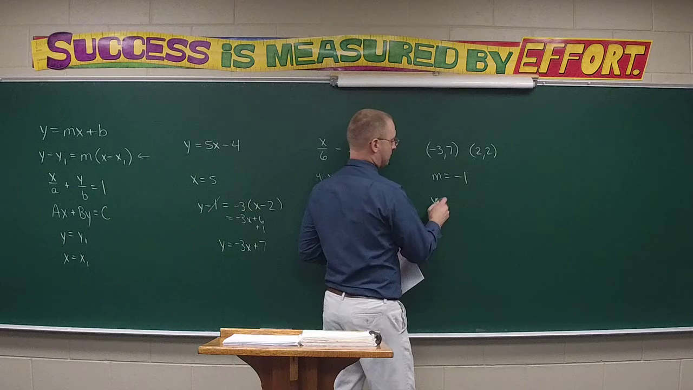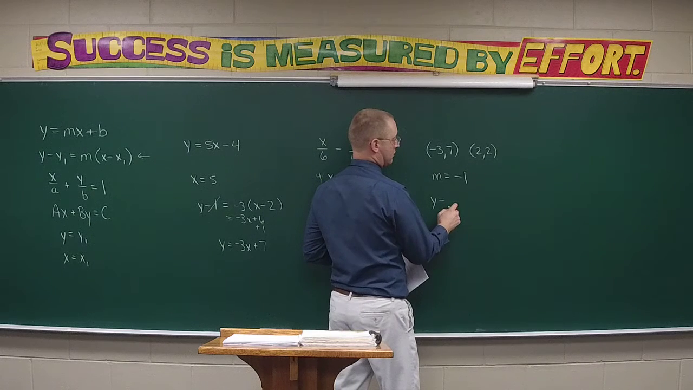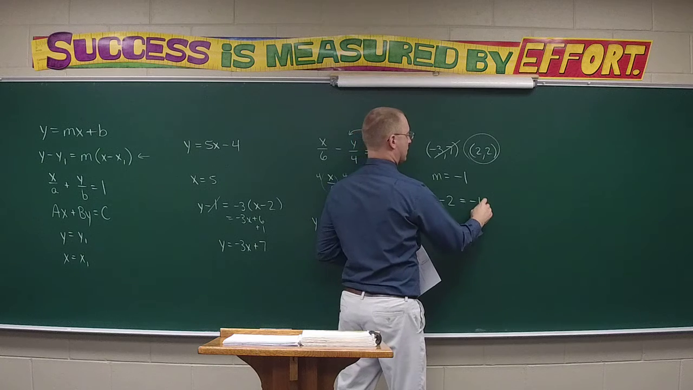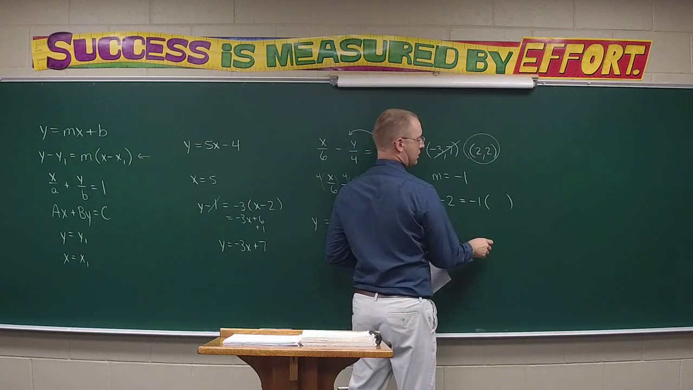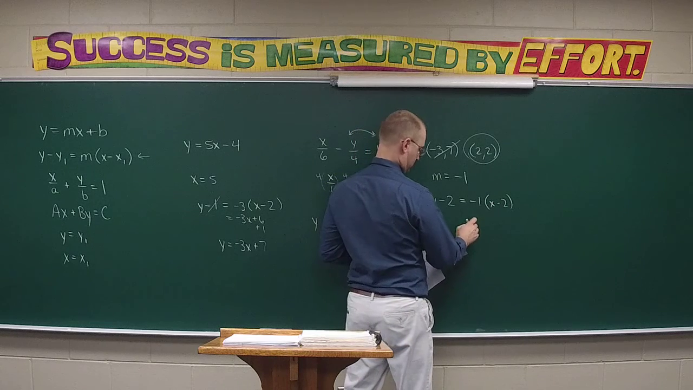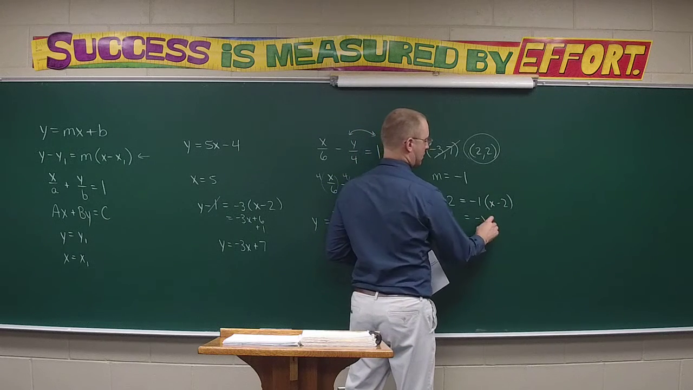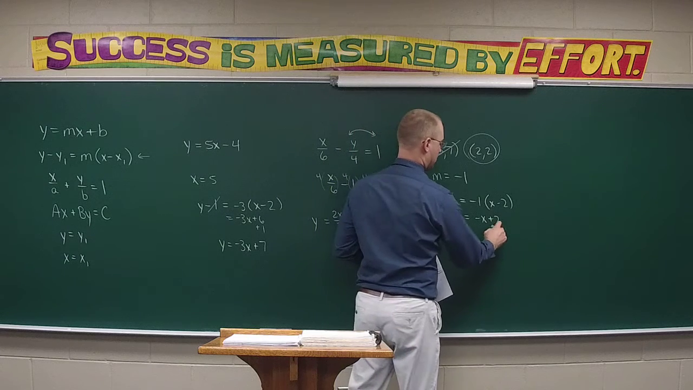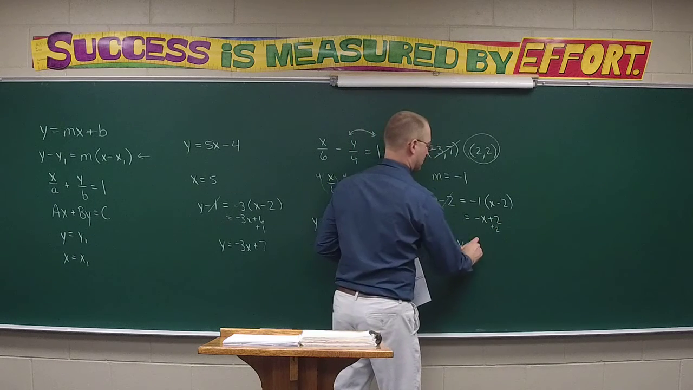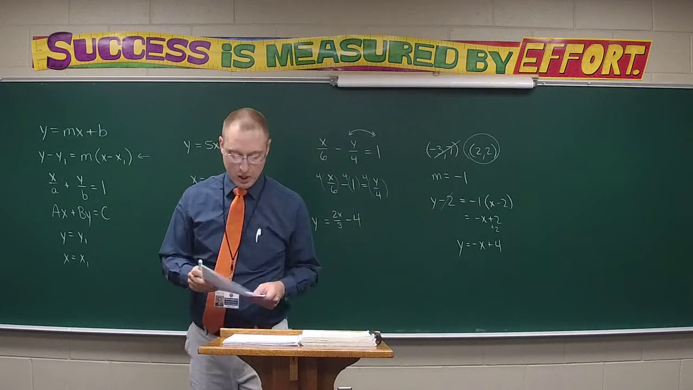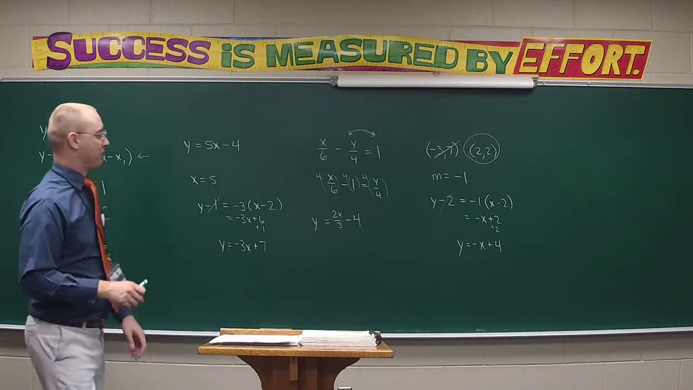So y minus 2 equals negative 1 times (x minus 2). Distribute the negative: negative x plus 2, then plus 2 gives negative x plus 4. So y equals negative x plus 4. And there's our answer for number 5. All right, questions on 1 through 5?